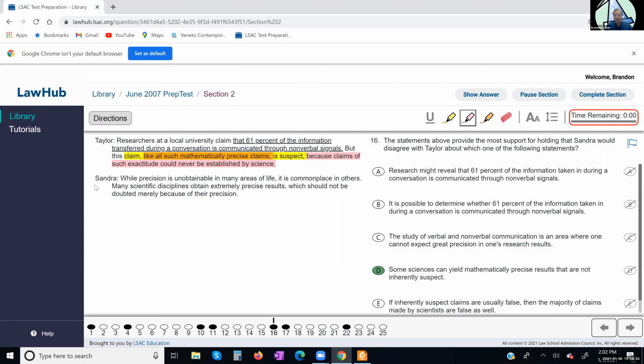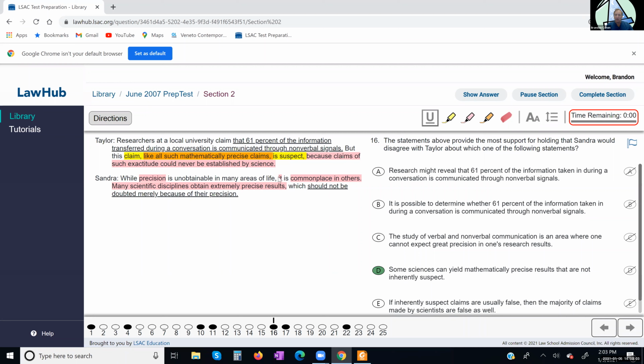Now, when we do read Sandra's argument, we're thinking about which part of Taylor's argument Sandra is, quote unquote, disagreeing with. And when Sandra says, while precision is unobtainable in many areas of life, it's commonplace in others, she's saying that precision is common. And she even gets more specific here: many scientific disciplines obtain extremely precise results. Okay, which means that we shouldn't be using it to doubt just because of their precision.